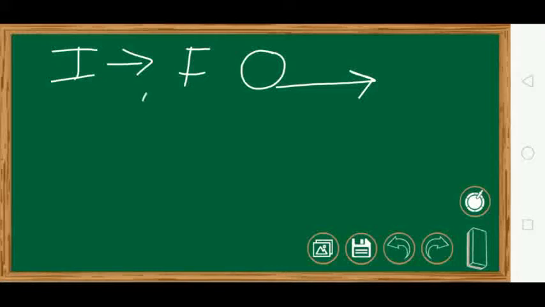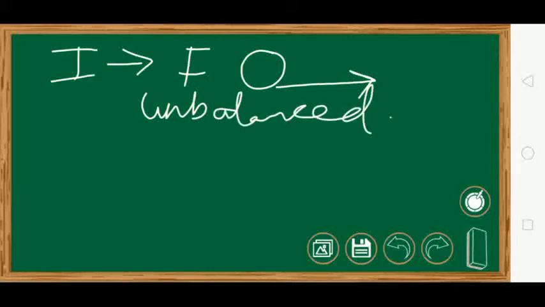Now this force has to be an unbalanced force. If there is a balanced force, what happens? The body will not move. The forces are balanced, it will stay at rest. So when an unbalanced force is applied to a body, the body moves. This is given by the first law.